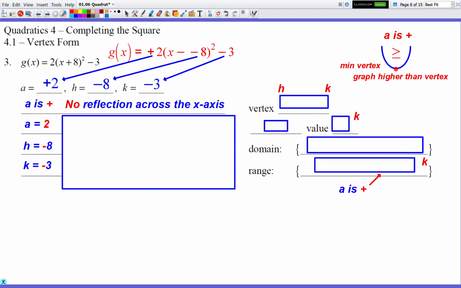Okay, and oh wow, we finally have a number that is not 1 for my a value. My a value is a 2. So in the previous 2 problems, when a was 1, we didn't have vertical stretch or shrink. We don't have a 1 this time. So let's see what kind of a change that makes on this sentence.